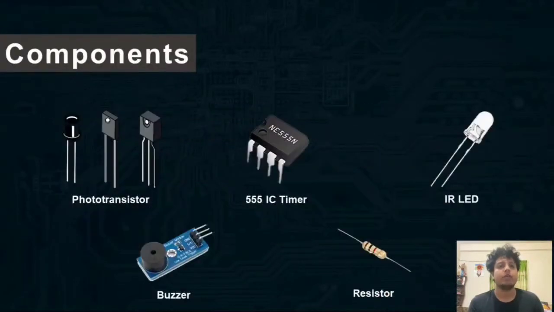Components. Here we can see there are 5 components of a doorbell ringer. At first we can see the phototransistor, then comes the 555 IC timer, then the IR LED, then the buzzer, and then the resistor.